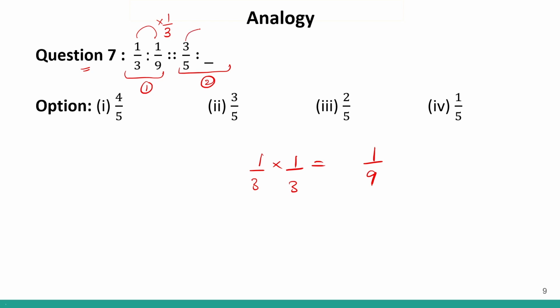So let us do the same thing over here. We multiplied by 1 by 3. So 3 by 5 into 1 by 3. 3 into 1, 3. 5 into 3, 15. Correct? Because I cannot see 3 by 15 in the options, if I solve it further, this will be 1 by 5. 1 by 5 is given in option number 4. So this will be your answer, that is 1 by 5. Option number 4 is the correct answer to this question. Clear?